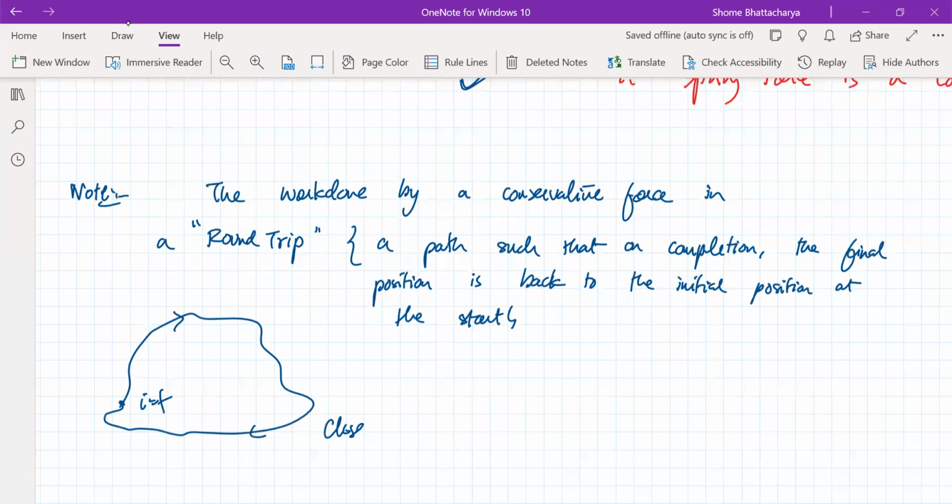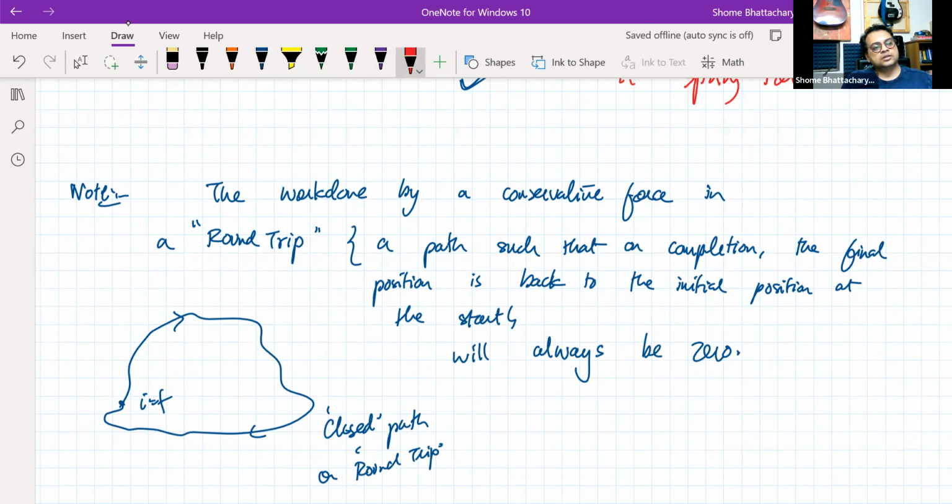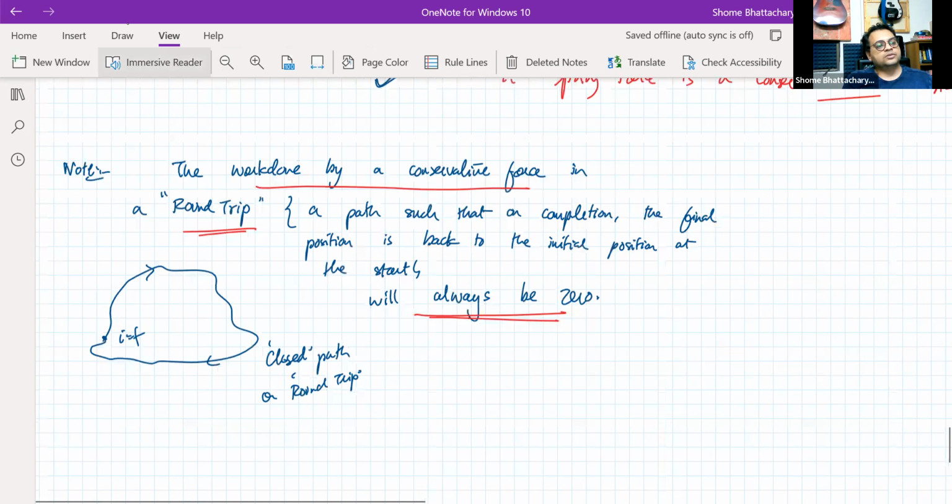Sir, then work done should be 0, no? Yes, very good. That is the case for a conservative force, closed path or round trip. So in any closed path or round trip, the work done by conservative force will always be 0. So this is one very important property of conservative force, that the work done by conservative force in a round trip is always 0. Whereas for a non-conservative force, the work done in a round trip is non-zero.